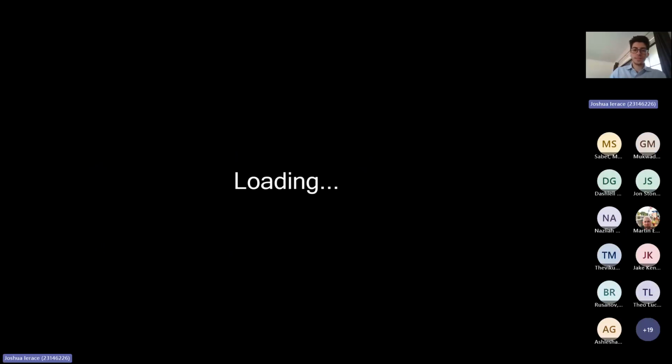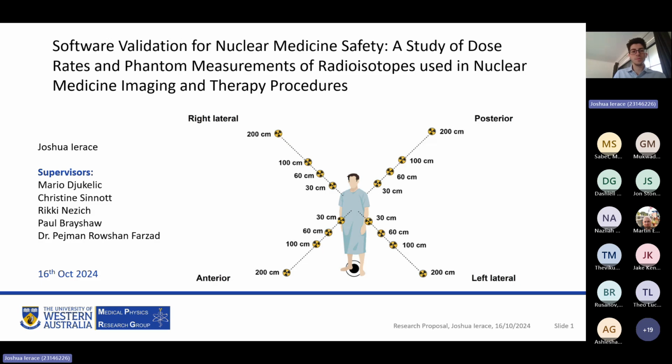Good morning, everyone. Today I'll be presenting my research proposal titled Software Validation for Nuclear Medicine Safety, a study of dose rates and phantom measurements of radioisotopes used in both nuclear medicine imaging and therapy procedures. My name's Josh, and my supervisors for this project are Mario, Christine, Rick, Paul, and Pejman.